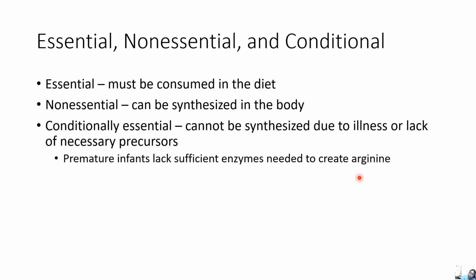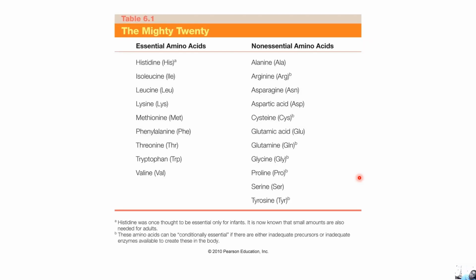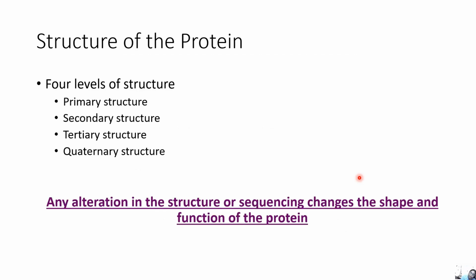So now we have essential, non-essential and conditional amino acids. Essential must be consumed in the diet. Non-essential can be synthesized in the body, so they are non-essential in the diet. And conditional essential, they cannot be synthesized due to illness or lack of necessary precursors. Okay. These are the essential amino acids and the non-essential amino acids in a table format. The structure of the protein, we know about the four levels of structure: primary, secondary, tertiary, and quaternary. So any alteration in the structure or sequencing changes the shape and the function of the protein.